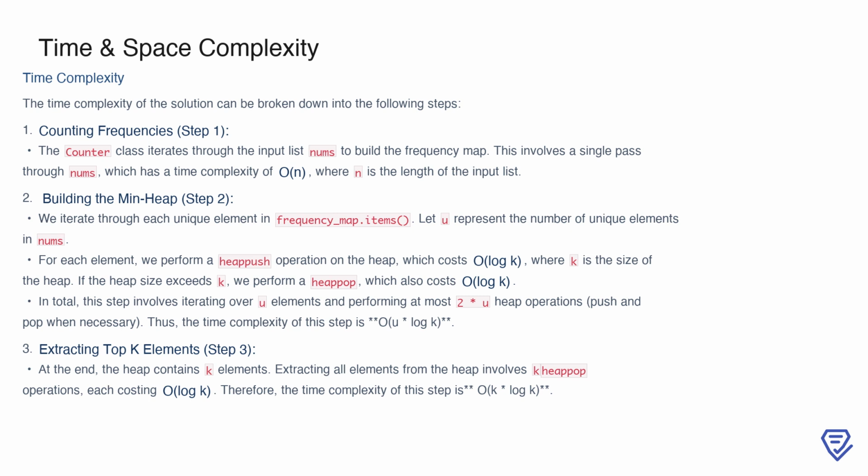Finally, we extract the top k elements from the heap. This involves performing k heap pop operations, each costing O(log k), leading to a complexity of O(k * log k). Together, these steps form the foundational components of our time complexity analysis.